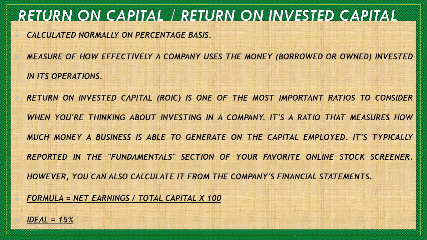It's typically reported in the fundamental section of your favorite online stock screener. However, you can also calculate it from the company's financial statements. Formula: net earnings divided by total capital into 100. Ideal 15%.